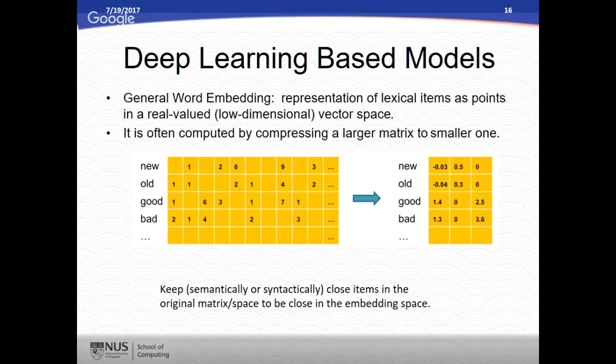For example, if you have a bunch of words and their occurrence counts in all the documents, then you can come up with a compressed form of this. This is a real-valued vector, and all the words have some value in all the dimensions. There are different ways of building this kind of compressed vector space. The most common ones, like Word2Vec and GloVe from Stanford, I think, are trained using deep learning. The idea is to keep semantically or syntactically close items very close in the vector space also.